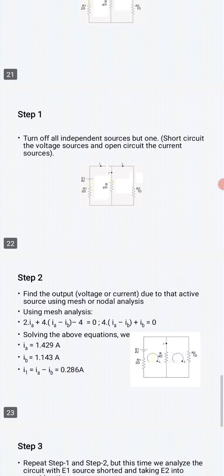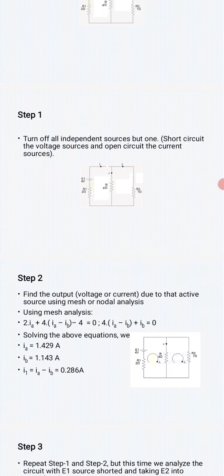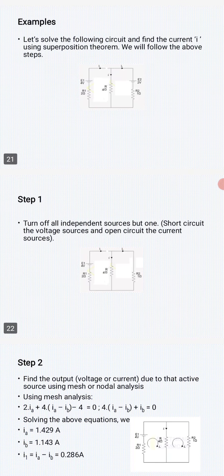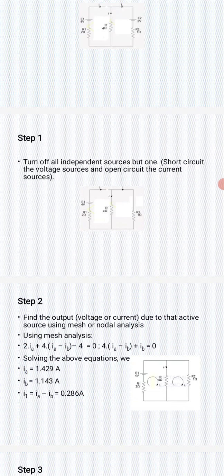Step 1: turn off all independent sources but one. You have to keep one source and remove the other. In this diagram, we are going to remove E2. You can compare with the previous diagram. E2 is removed because it is a voltage source, so we can make it a short circuit. We consider only E1 in this diagram.